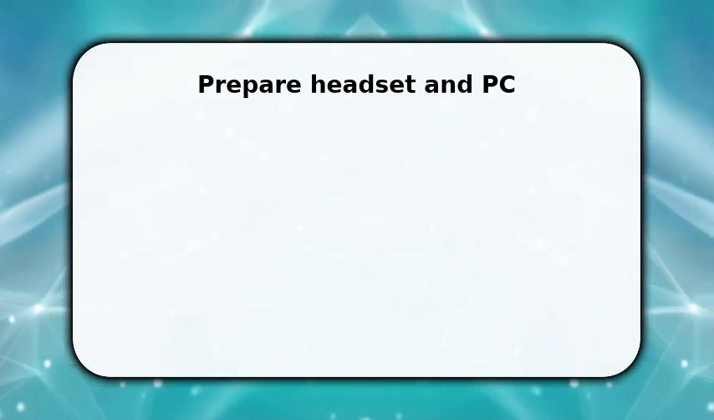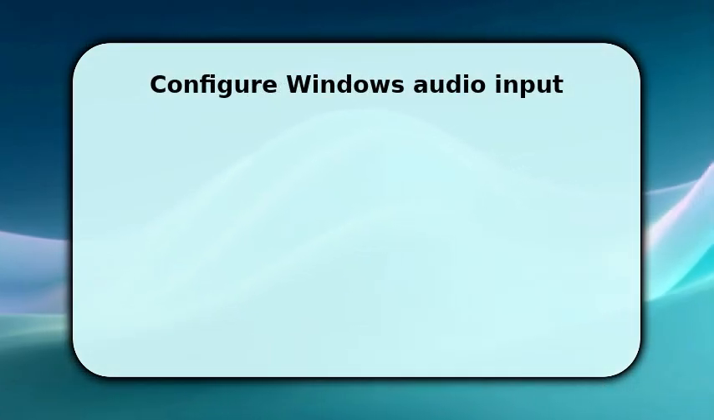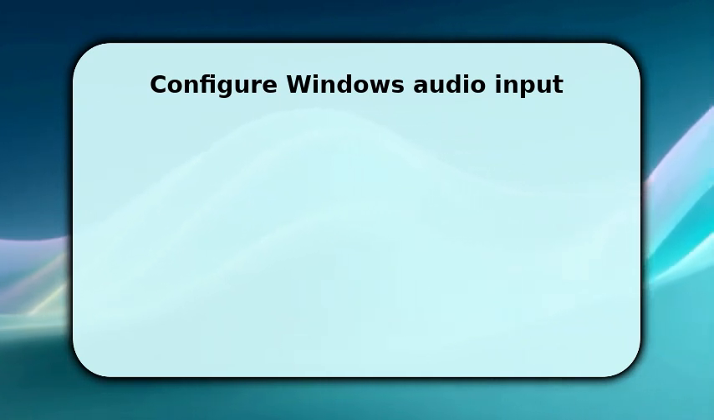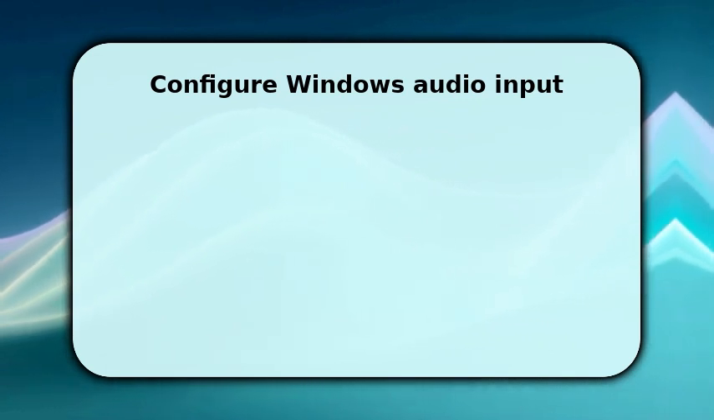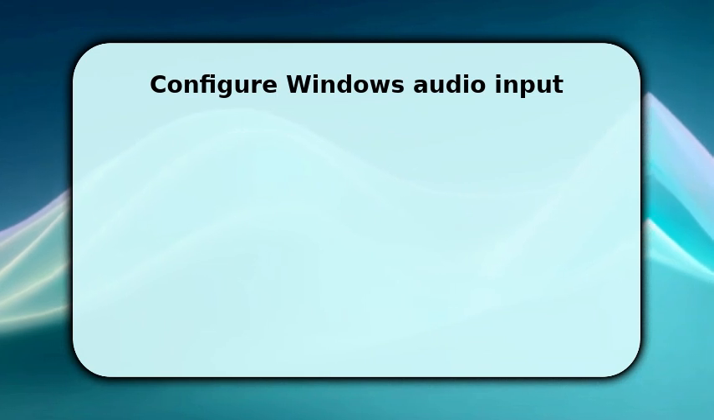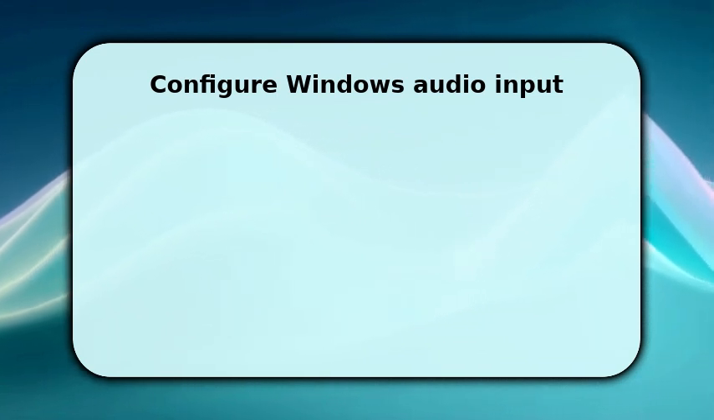Now configure Windows so applications receive audio from the XM4 microphone. You open Sound Settings, choose the XM4 USB device as the default input, and set the input level around 70–85% to prevent clipping while keeping signal strong.